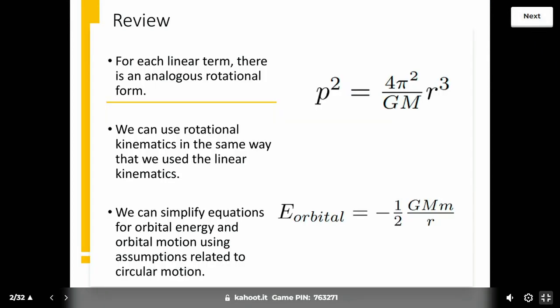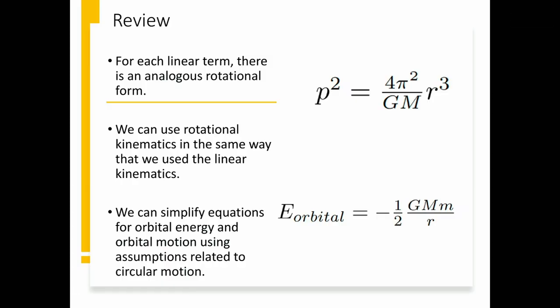Just a quick review of some of the rotational stuff we talked about last time. For every linear term, like position, velocity, or acceleration, there's a rotational version, which would be angle, rotational velocity, and rotational acceleration. You can use the kinematic equations the same as you did for linear motion and just replace all the linear terms with angular ones.